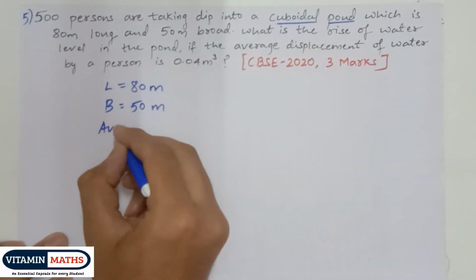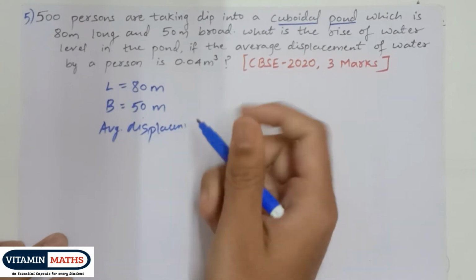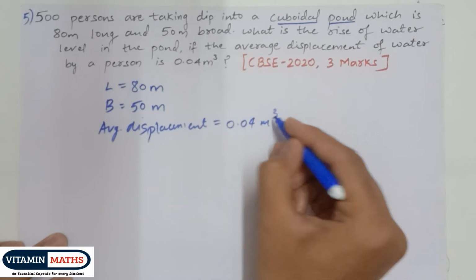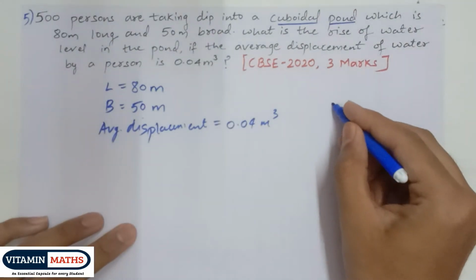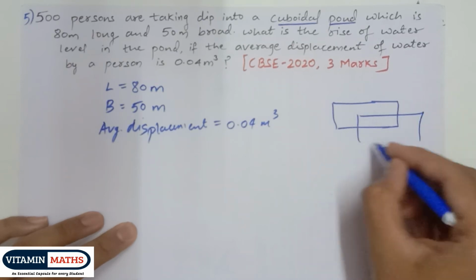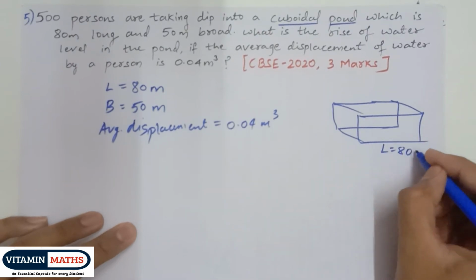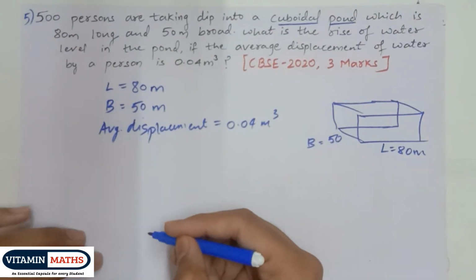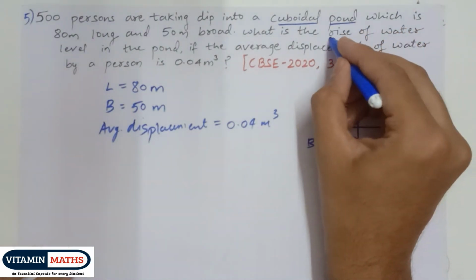So the average displacement is 0.04 meter cube. So there is a cuboidal pond here. The length is given, that is 80 meters, and the breadth is given as 50 meters. Okay, so now we will see what is the average rise. We have to find what is the rise.